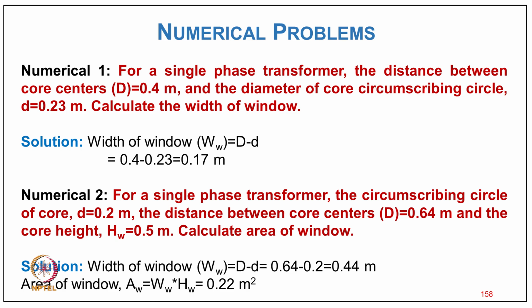Numerical 2, for a single phase transformer, the circumscribing circle of the core d equals 0.2 and the distance between the cores is 0.64 and the core height is 0.5. Calculate the window area. The solution is, width of the window is D minus d, so 0.64 minus 0.2, 0.44, and area of window is W into height, 0.44 into 0.5.